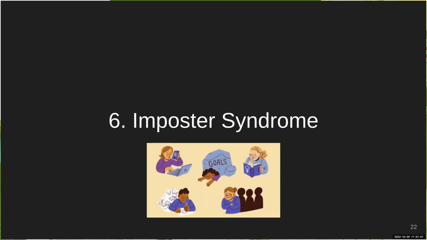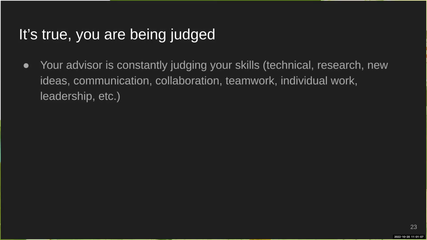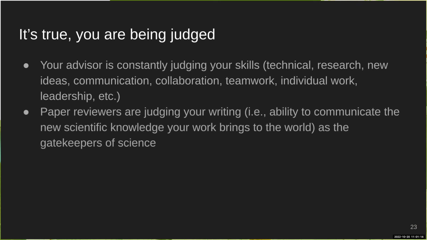Okay, so number 6, imposter syndrome. It's true. You are being judged. Your advisor is constantly judging your skills, technical research, new ideas, communication, collaboration, teamwork, individual work, leadership, etc. Paper reviewers are judging your writing. That's your ability to communicate the new scientific knowledge your work brings to the world, as the gatekeepers of science. It's what their job is. It's how the system works, for better or for worse.